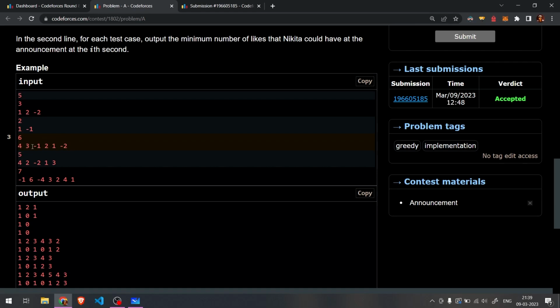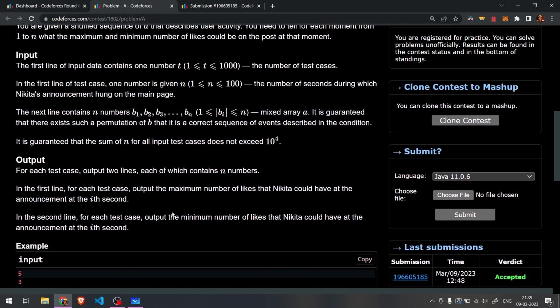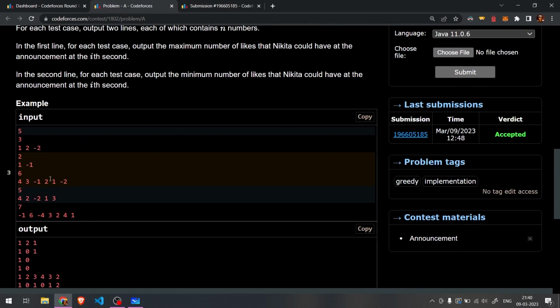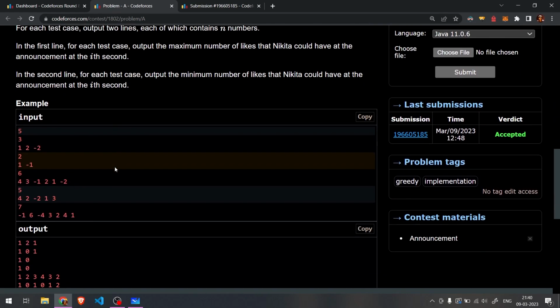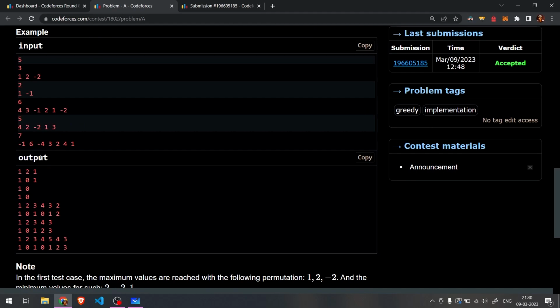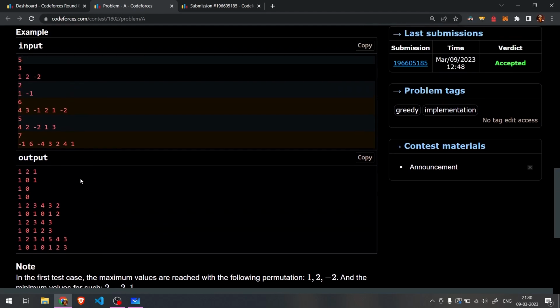So the negative integers -1 and -2 represent that person 1 and person 2 have disliked our post, and the positive integers 4, 3, 2 and 1 mean that person 1, person 2, person 3 and person 4 have liked our post. So what are we asked? We are asked that since the numbers are all jumbled up, what is the minimum and maximum amount of likes possible which could have been at every instant of time.